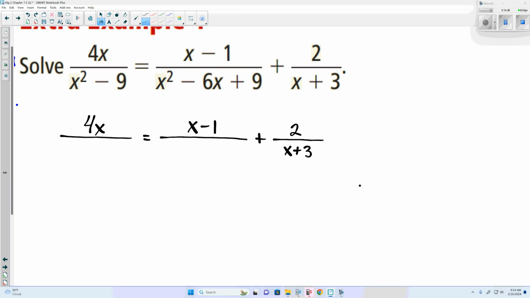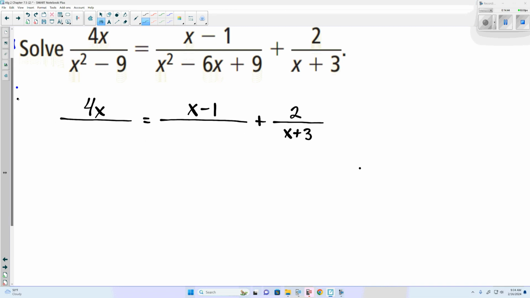X plus 3, that is as simplified as it gets. There's no greatest common factor, and the biggest exponent's 1. Now the other two, x squared minus 9 is a little bit nicer than the other, yes? And that'd be x minus 3 times x plus 3. It's a difference of perfect squares.